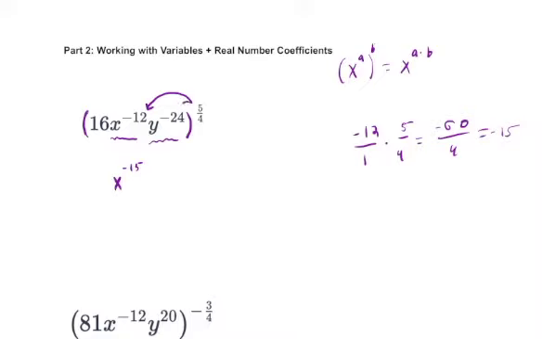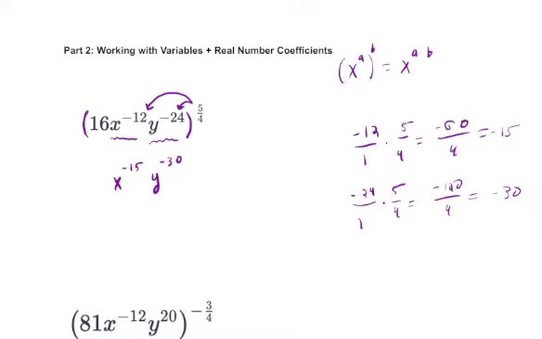Let's see about y. If I take 5/4 times negative 24, 24 is just twice 12. So I know this is going to be negative 30, but let's see it out. 5 times negative 24 over 4 is equal to negative 120 over 4. That is, in fact, negative 30. So we have x to the negative 15th, y to the negative 30th.